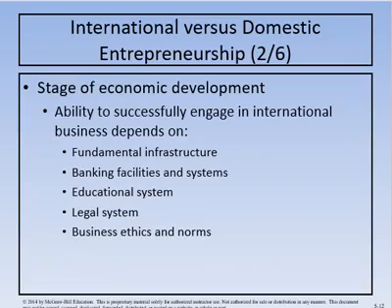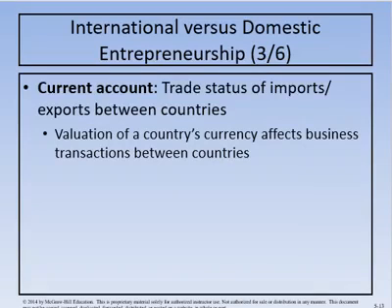Next, the stage of economic development. The ability to successfully engage in international business depends on this supportive system. These are the fundamental infrastructure, the banking, the educational and legal system, the business ethics and norms. Next is the current account, the trade or status of import or export between countries. For example, whether the country that you would like to venture with has a good relationship with our country.